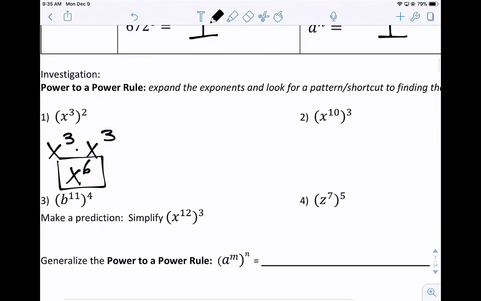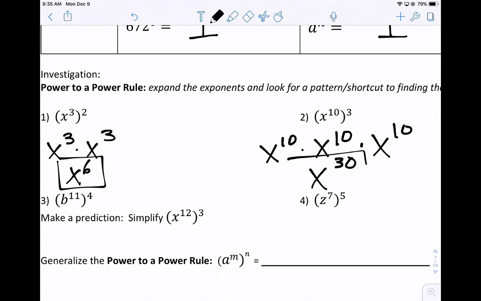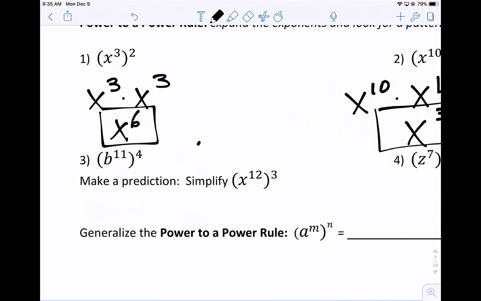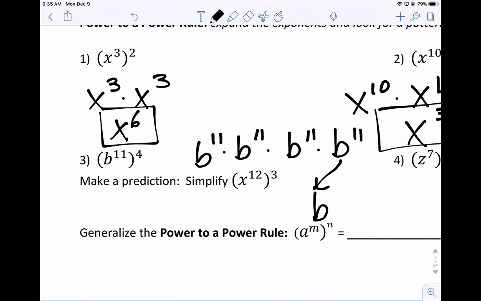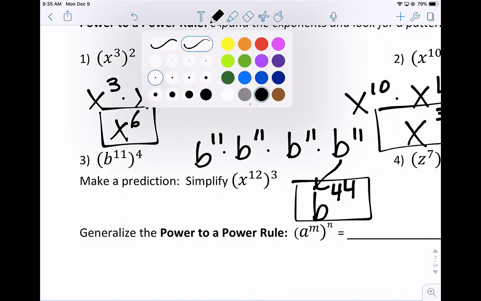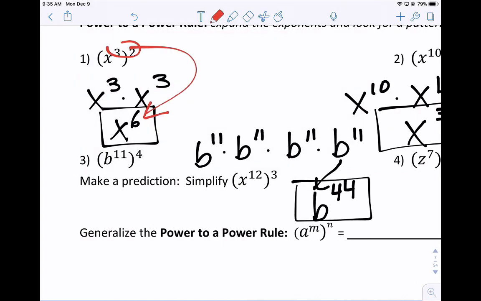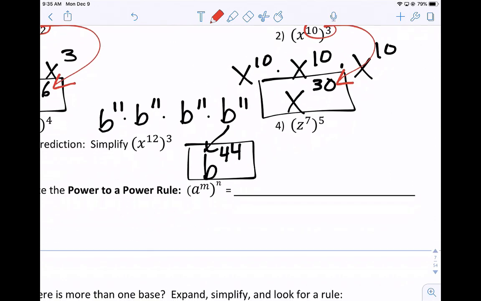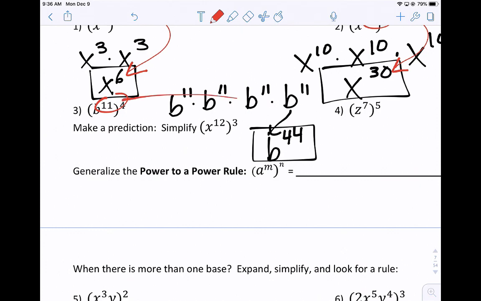Let's do the next one. X to the 10th power, but we write it 3 times. 10 plus 10 plus 10 is 30. The next one is b to the 11th power 4 times. And so that would be b to the 44th power. And so the question here is, how do you take the 2 and the 3 and get the 6? How do you take the 10 and the 3 and get a 30? How do you take the 11 and the 4 and get a 44?